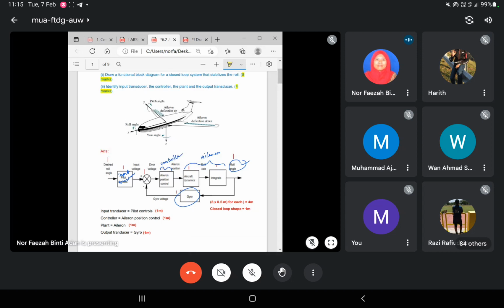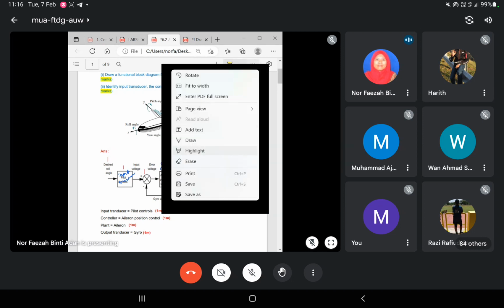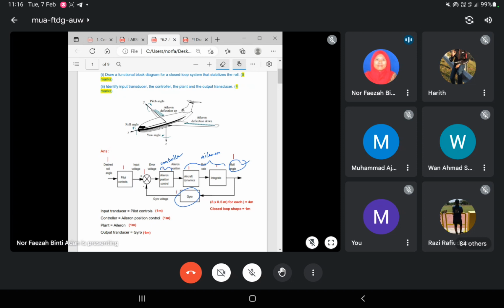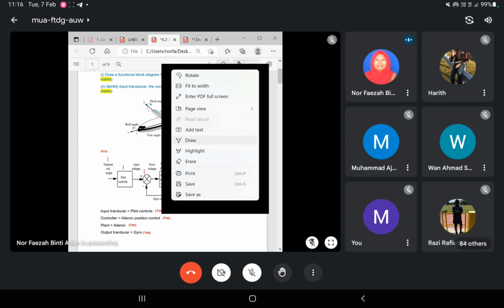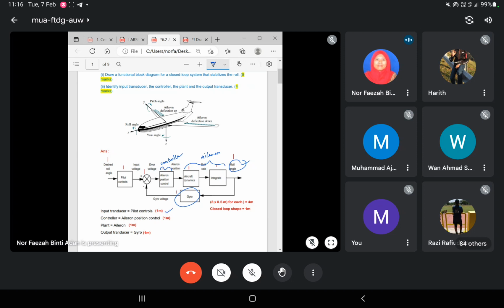Tak ada. Okay, second question it asks you to identify input transducer, controller, plant and the output transducer. So kalau ada soalan macam ni, you just have to refer back to your block diagram. So identify lah mana satu your transducer. Dalam contoh yang diberi skema jawapan ni, dia ada letak input transducer dia as pilot controls. And then untuk controller dia ada mention aileron position control. So that's why untuk jawapan input transducer dia letak pilot controls and controller aileron position control.